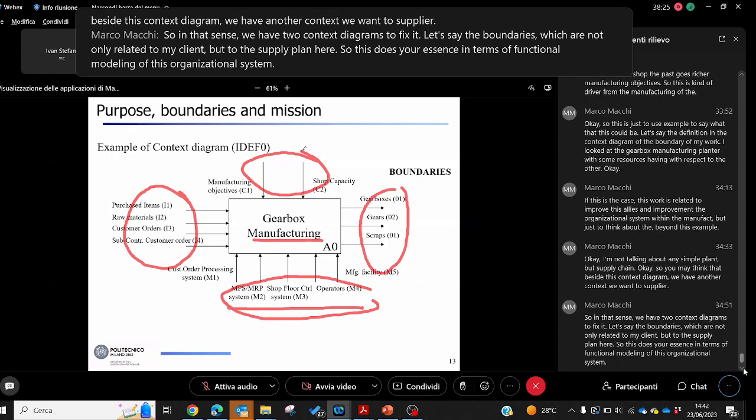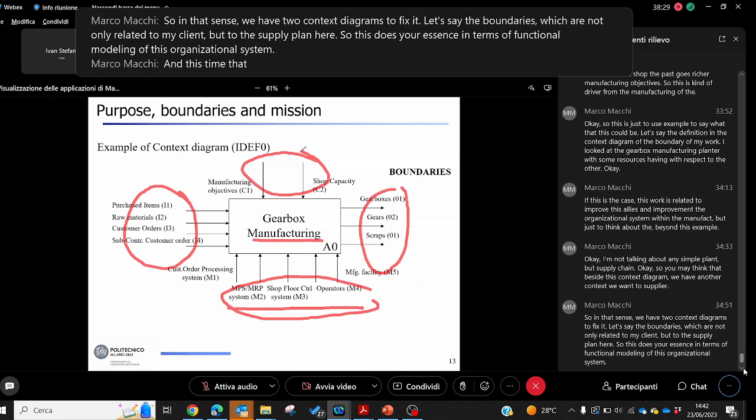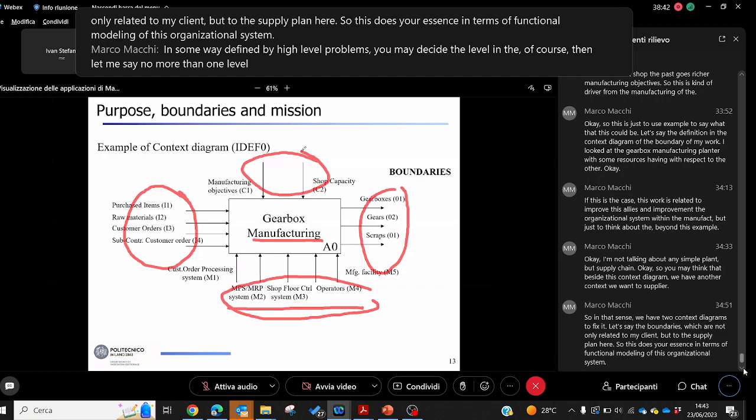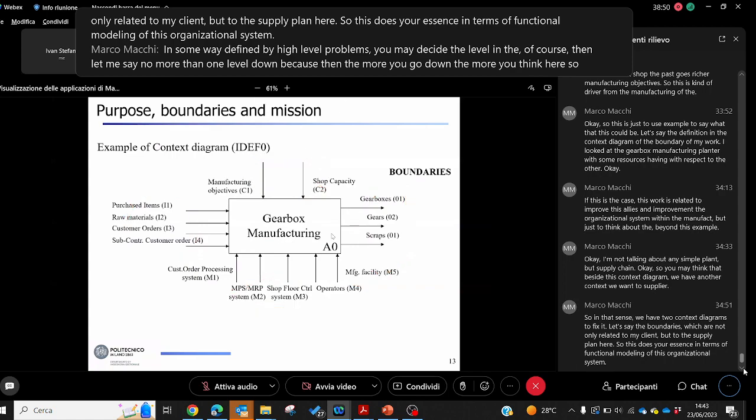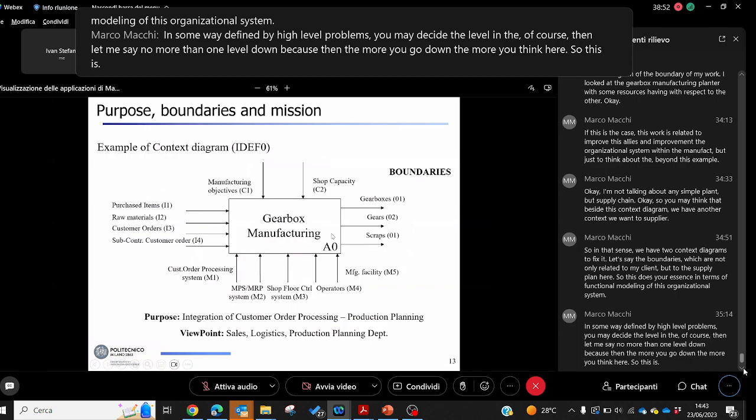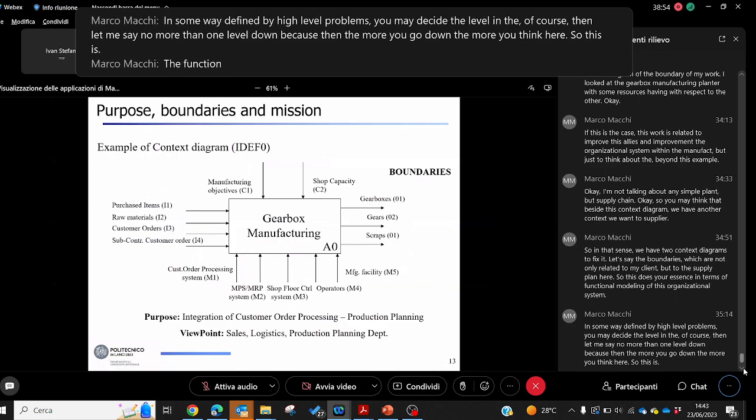Is that clear? And this also tells you that boundaries in some way are defined by high-level functions. You may decide the level in the hierarchization. Of course, let me say no more than one level down, because there we are detailing. The more you go down, the more you are detailing. So this is the functional modeling, but it's not enough.